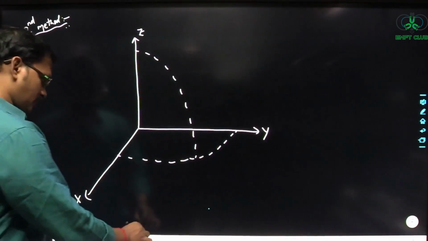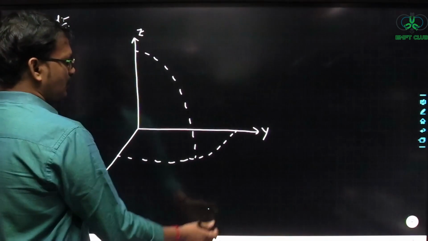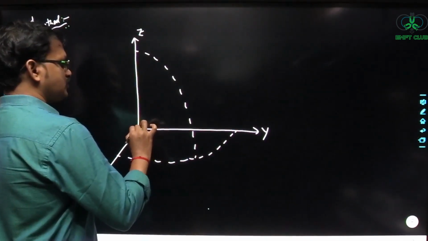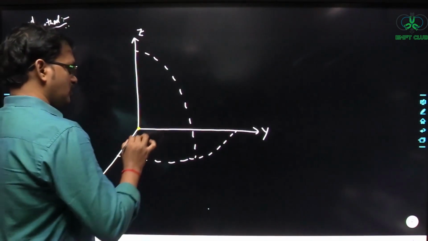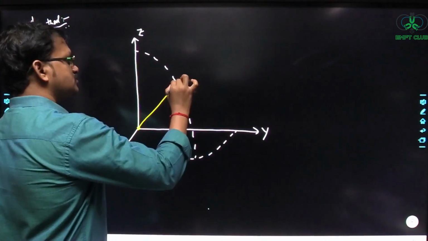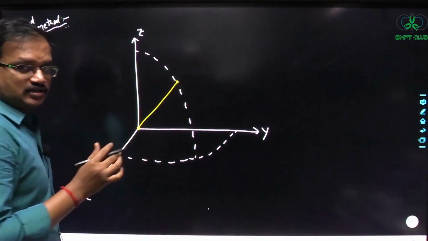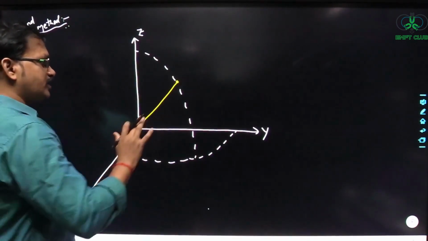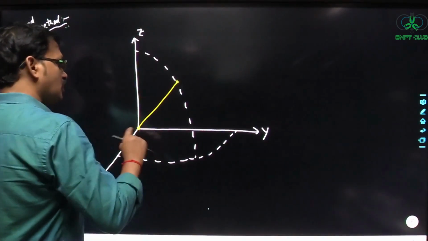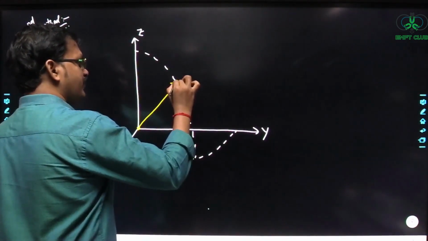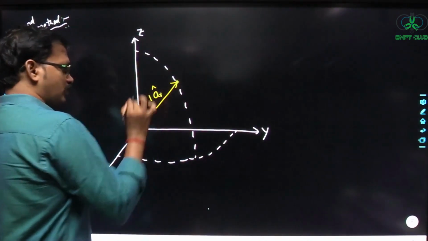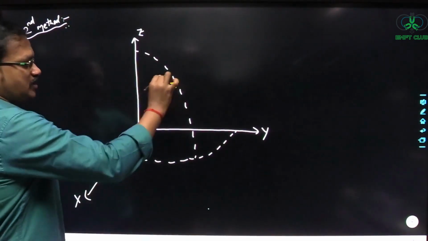Now see here. Let us assume this is the center of the sphere. The distance from the center of the sphere to any point on the surface of the sphere is nothing but the radius of the sphere. Let us assume the radius of the sphere is 1 unit. I am representing this radial vector as ar cap, so its magnitude is 1. So this is ar cap.